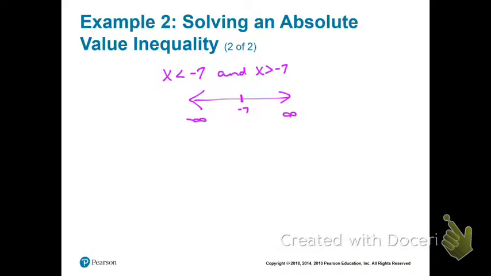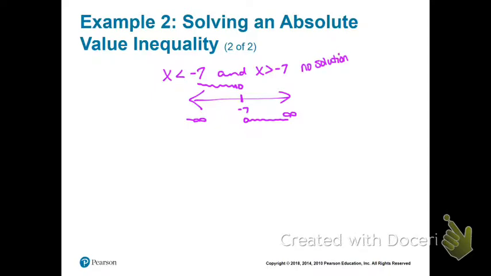So if I graph the first one on top, I would have an open circle, and it would go towards negative infinity. If I graph the second one on bottom here, I'd have an open circle, and it would go towards positive infinity. Look at it. They don't overlap anywhere, because even the open circles means they're not included. So if you have something like this, you're going to end up with no solution.